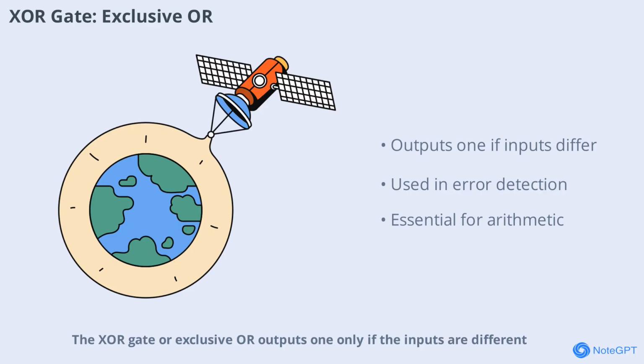XOR gate, or exclusive OR, outputs 1 only if the inputs are different. If both inputs are the same, the output is 0. XOR gates are used in circuits that need to detect differences such as error detection and digital addition. Their unique behavior makes them essential in arithmetic and communication systems.